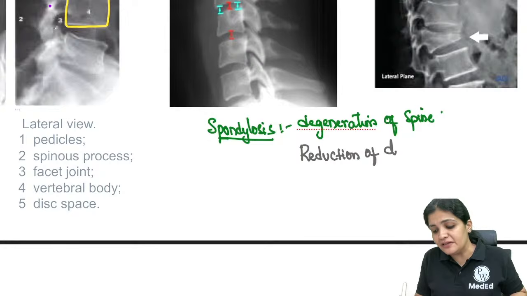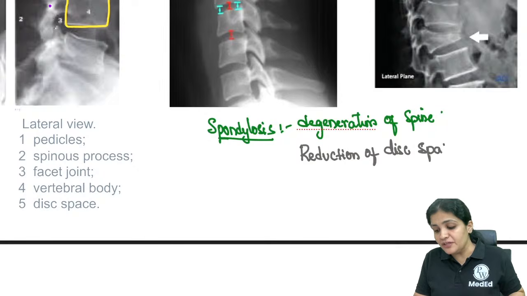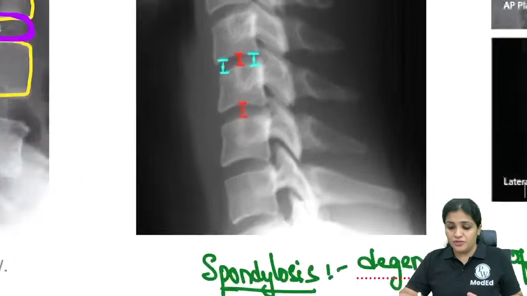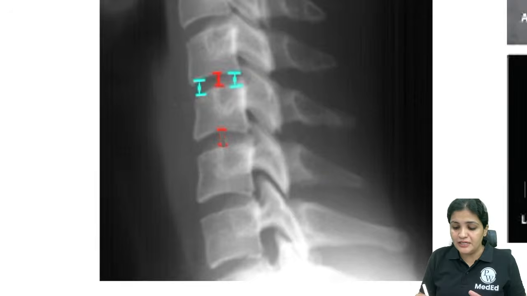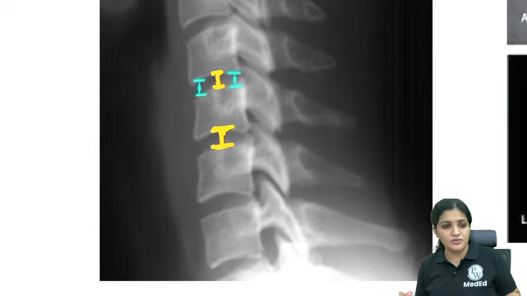Whenever there is a reduction, that means the intervertebral discs are collapsed. So you will have reduction of the disc space associated with osteophytes and sclerosis. All this will tell you that you're dealing with spondylosis. This is the reduction in height. You can see the height here, and there is a decrease in the height. This is what you mean by reduction in the disc spaces.